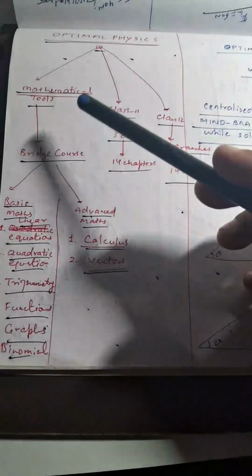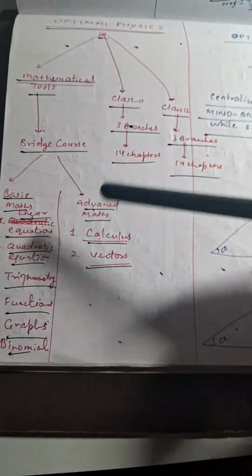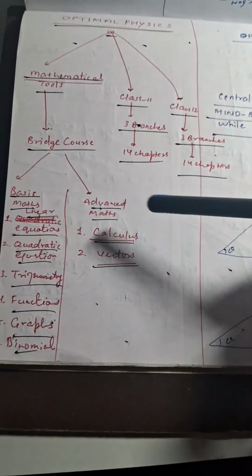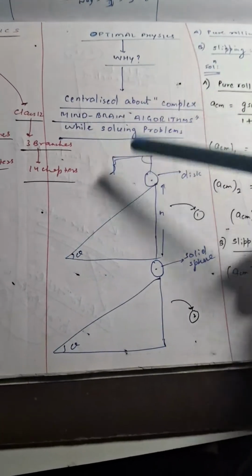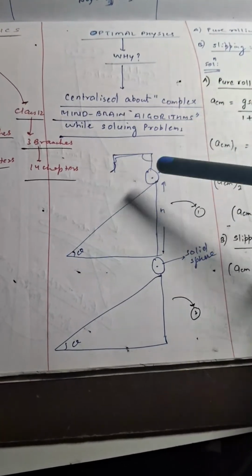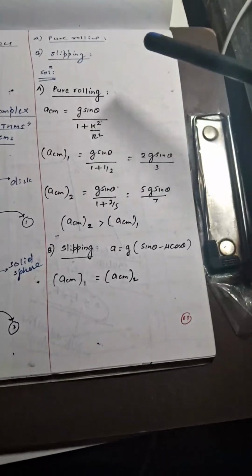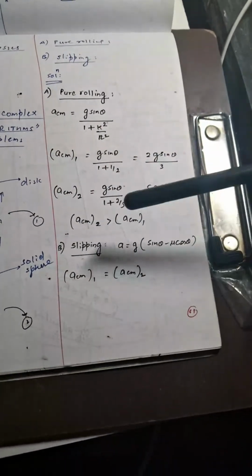Then we have another video on optimal physics, the various tools, the various chapters comprising the various branches, the bridge courses, and certainly centralized around complex mind-brain algorithms, and there are certain results related to pure rolling.